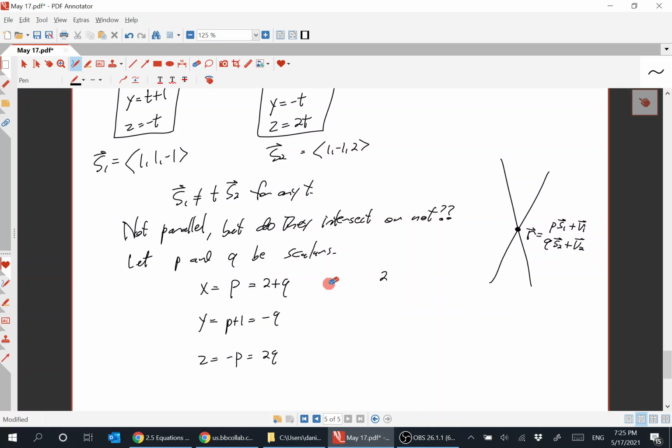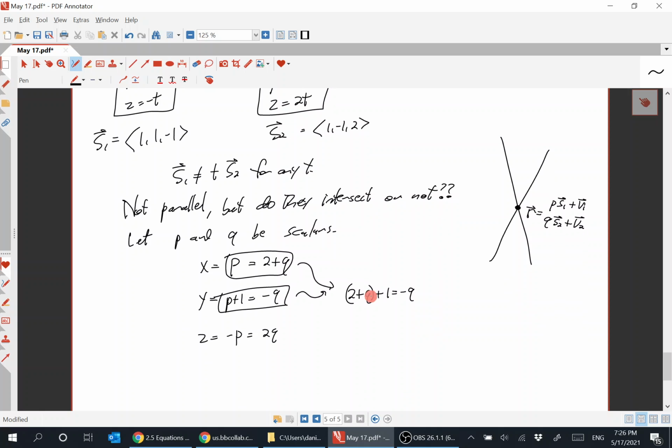Or let's not do it that way, okay? So take these two equations. This one says P is equal to 2 plus Q. So I'm going to put 2 plus Q in here. All right, so 2 plus Q plus 1 is minus Q.